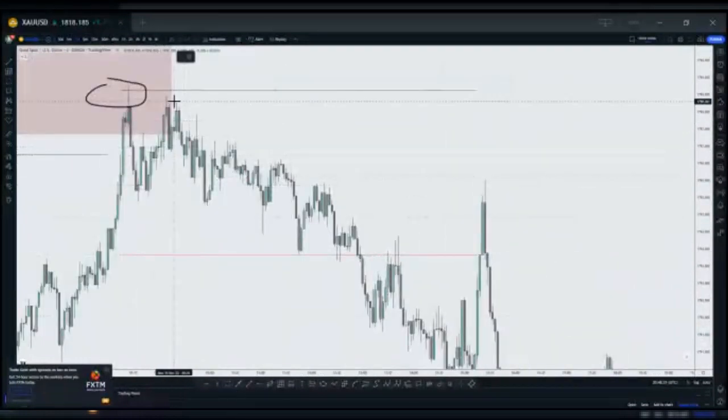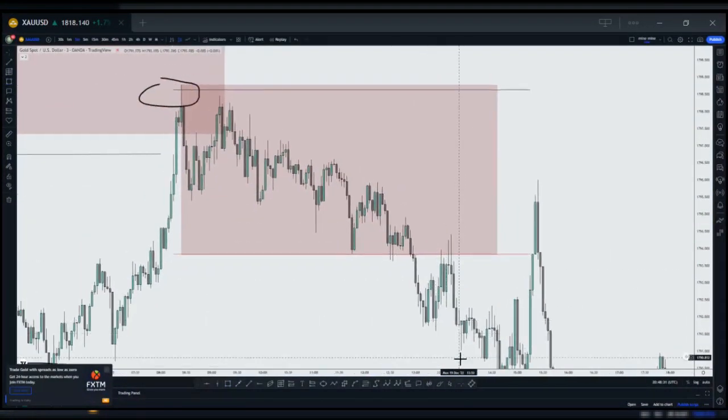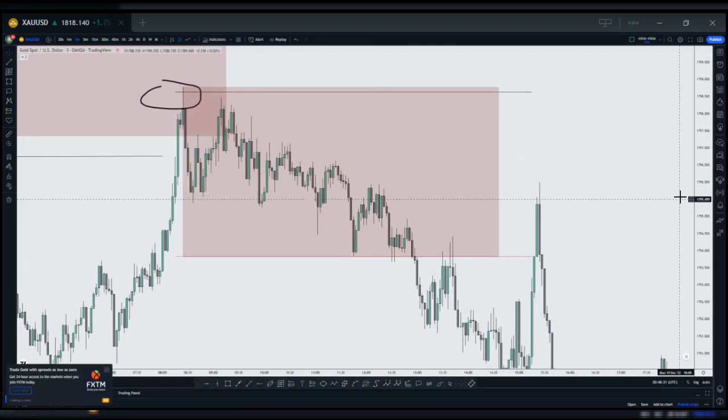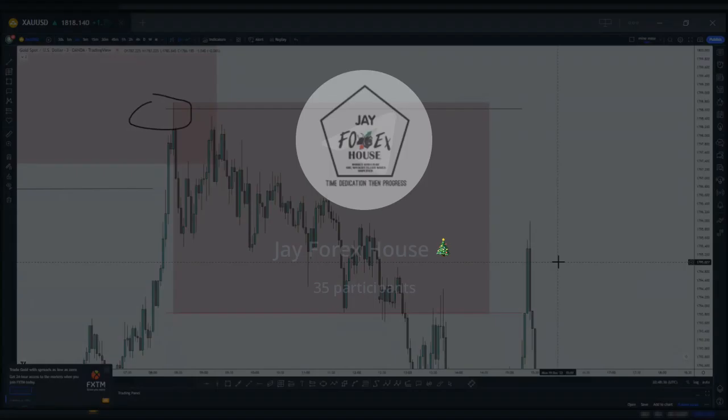From this high to this low. Every other thing below it is not important, okay? That is discount. But we are within premium because we're looking for sales. So what do we see? What's the order flow? What do we see here?